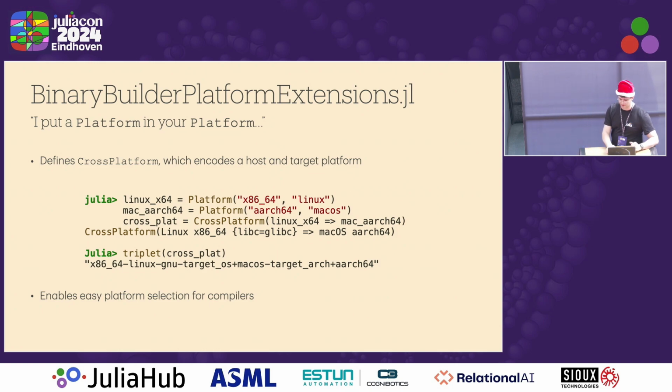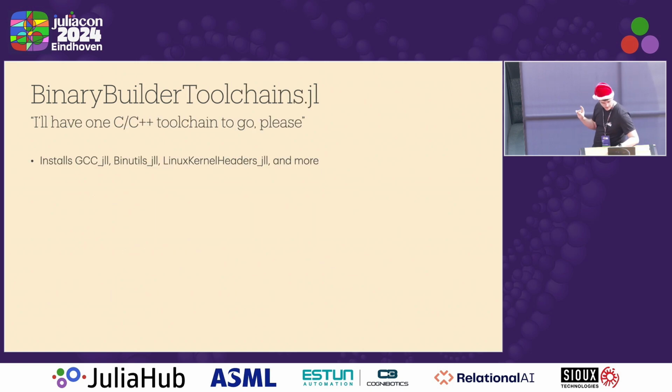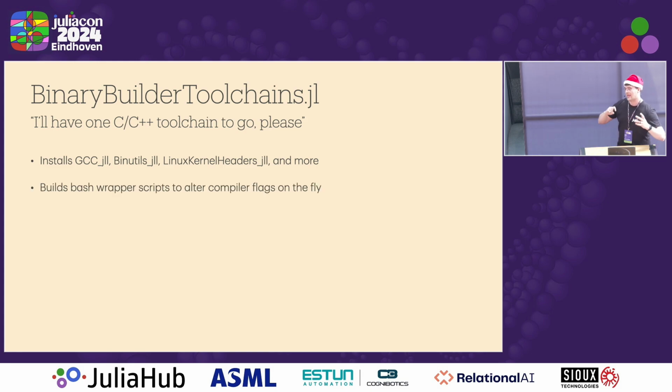For the internals of BinaryBuilder, that is. OK, let's build our way up to the toolchains. So BinaryBuilder Toolchains is a package that downloads GCC, it downloads binutils, it downloads the Linux kernel headers, et cetera. It unpacks them. It builds bash scripts to do argument parsing, like, for instance, disallowing setting the microarchitecture if we don't want to allow that, like automatically setting the sysroot, all these kinds of things that you don't want to have to deal with.